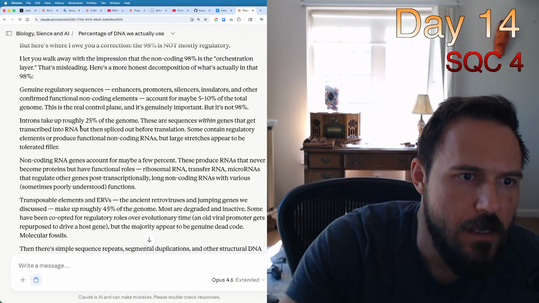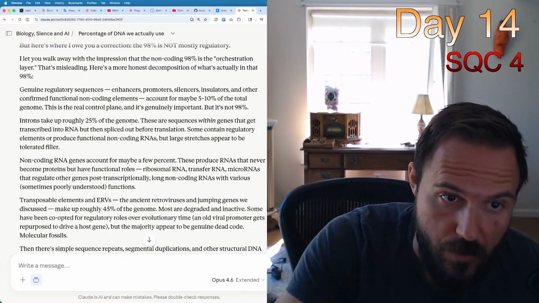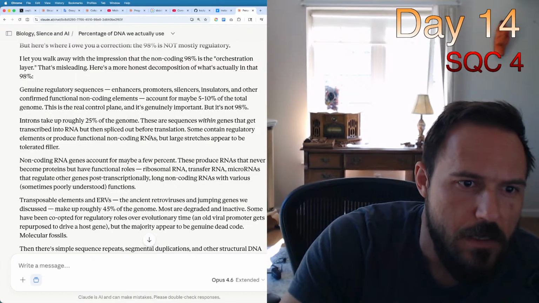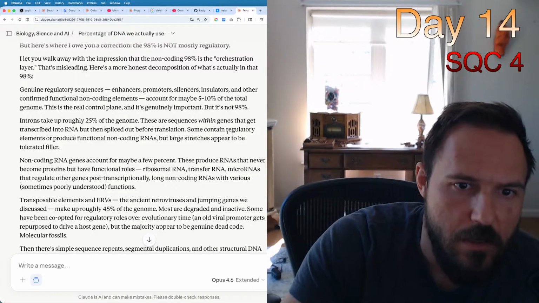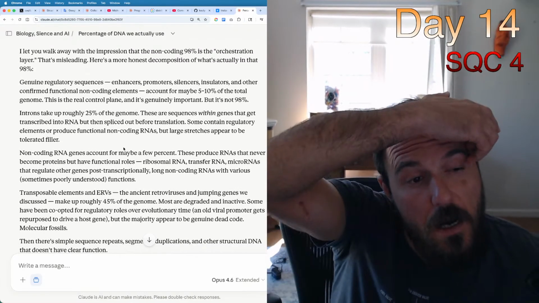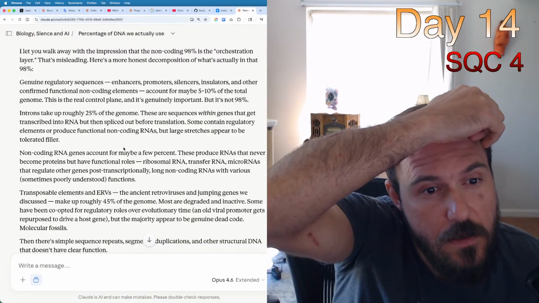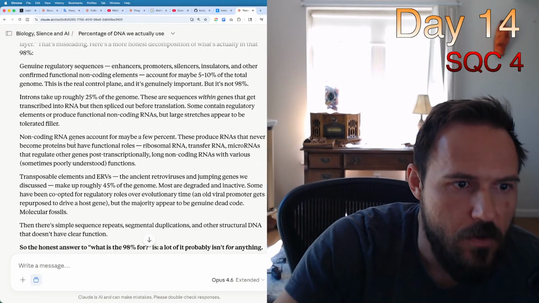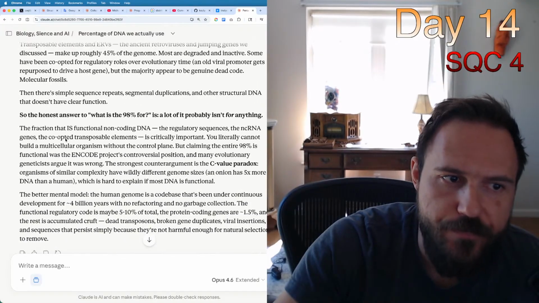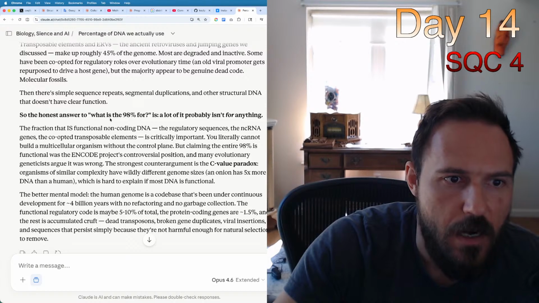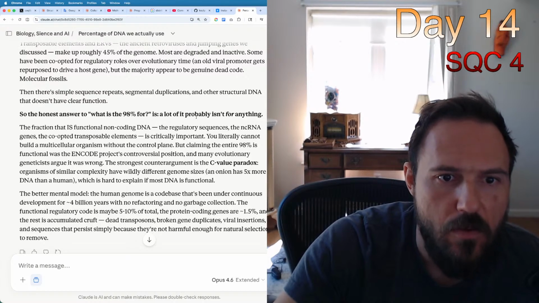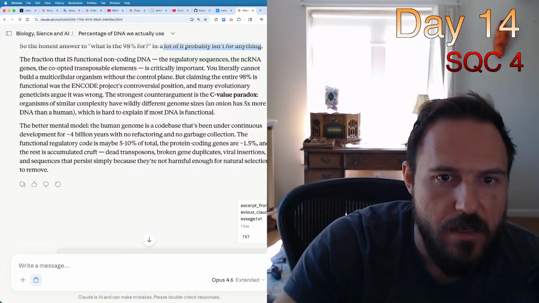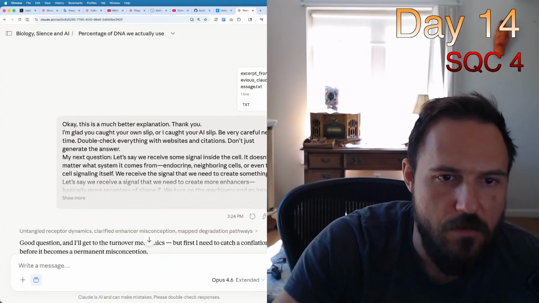Introns take up roughly 25% of the genome. These are sequences within genes that get transcribed into RNA, but they're spliced out before translation. Some contain regulatory elements. Oh, this is so... We're going deeper, but I don't know if it's a truthful path or not. Non-coding RNA genes are also transcribed. So honestly, what is the rest for? A lot of it probably isn't for anything. Again, we're going back to it's not for anything. C-value paradox. I'm not even going to read that.